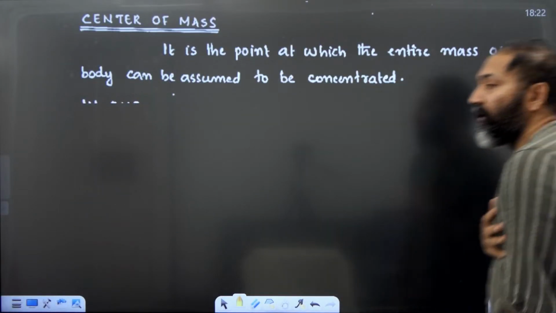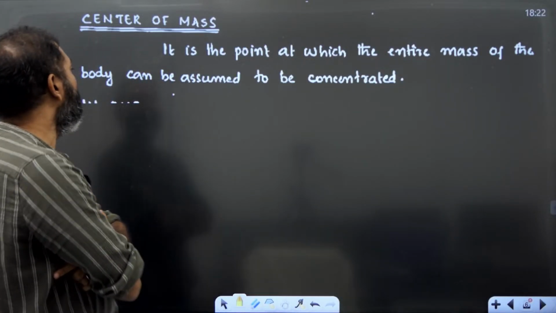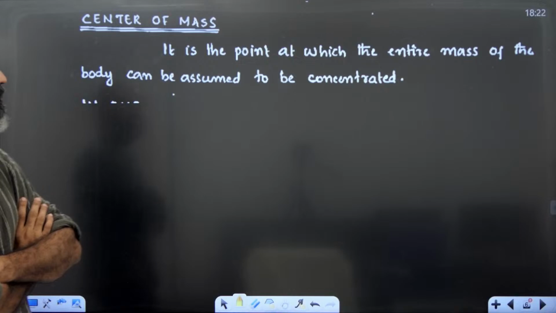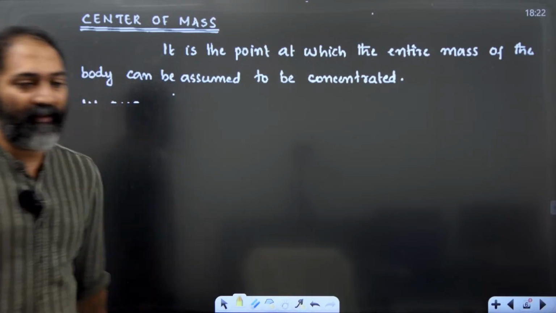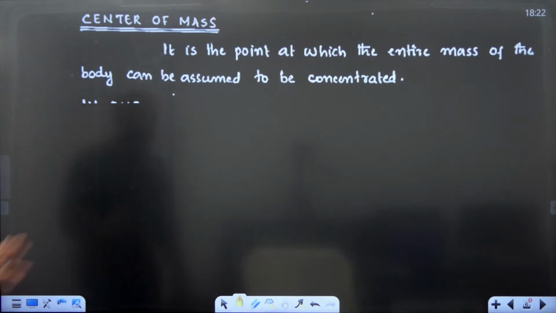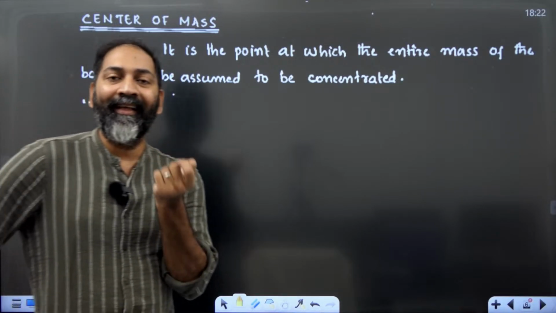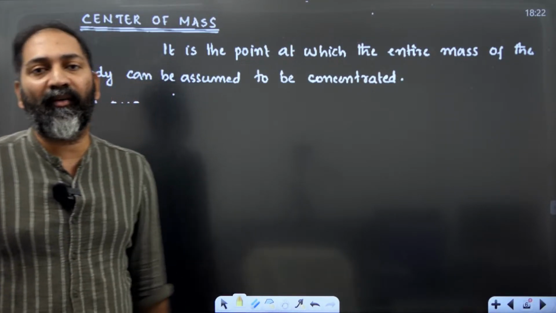Next, center of mass. It is the point at which the entire mass of the body can be assumed to be concentrated. What is center of mass? It is the point at which the entire mass of the body can be assumed to be concentrated. That is, the point at which we assume the full mass of a body is concentrated is called center of mass.